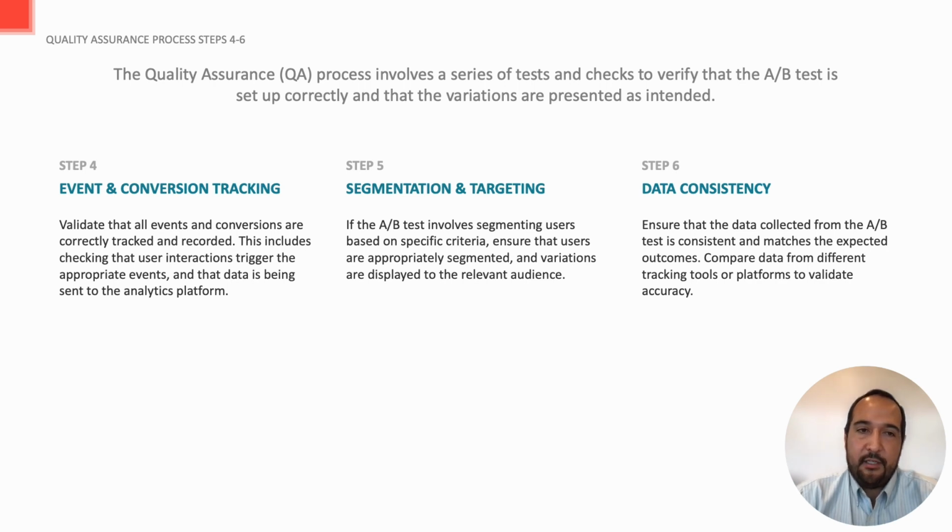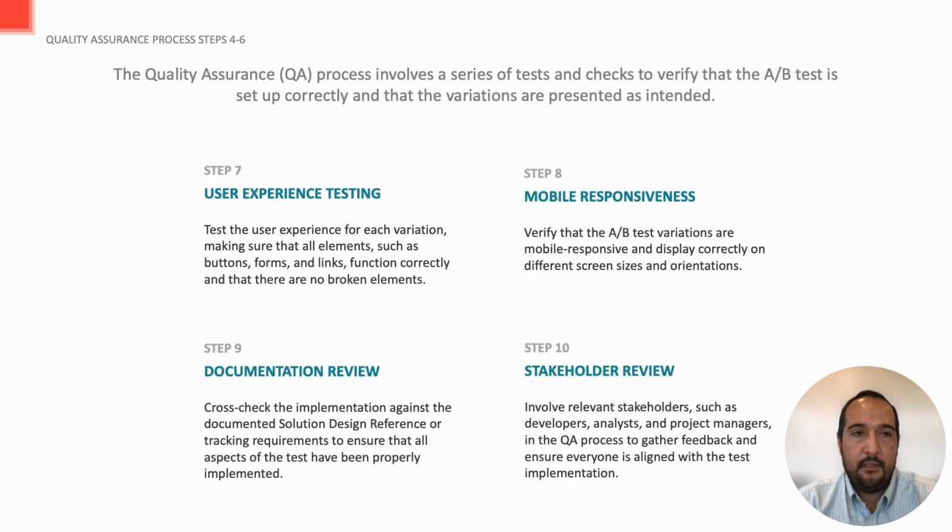With segmentation and targeting, if the A/B test involves segmenting users based on specific criteria, we want to ensure that the users are appropriately segmented and variations are displayed to the relevant audiences. And for data consistency, we want to ensure that the data collected from the A/B test is consistent and matches the expected outcomes, comparing data from different tracking tools or platforms to validate accuracy.